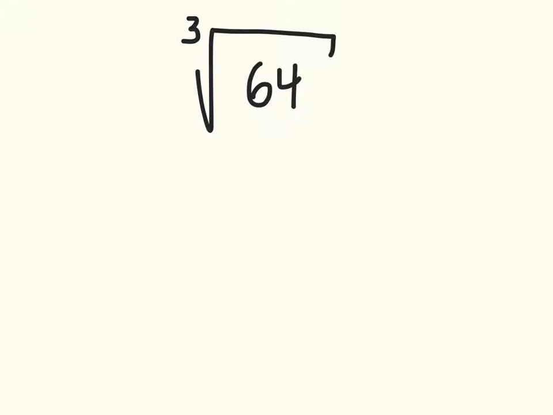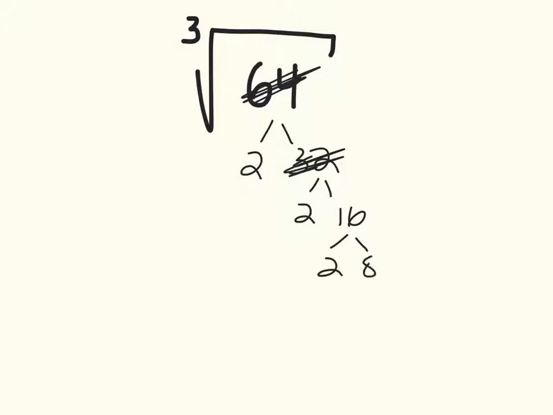Alright, let's do this. I'm going to break 64 up into 2 and 32. Let's cross it out. 2's prime. 32, though, can break up to 2 and 16. 16 can break up to 2 and 8. 8 can break up to 2 and 4. And 4 can break up into 2 and 2. Alright, those are all prime.